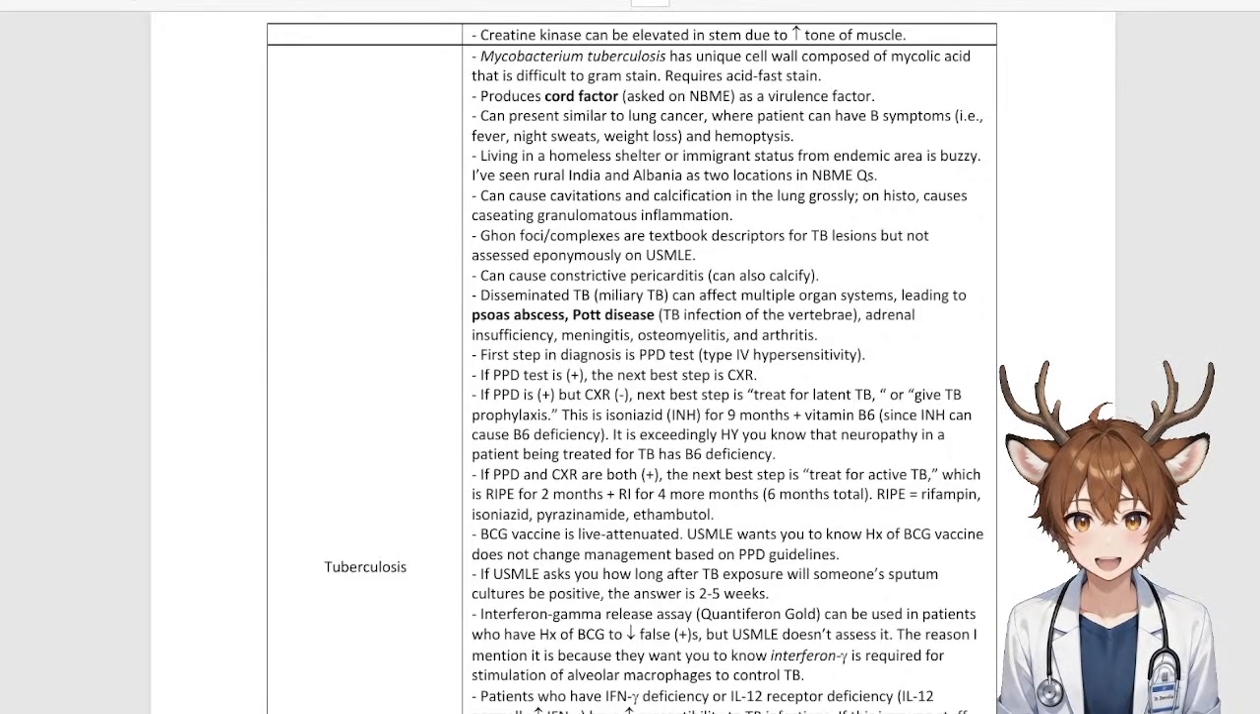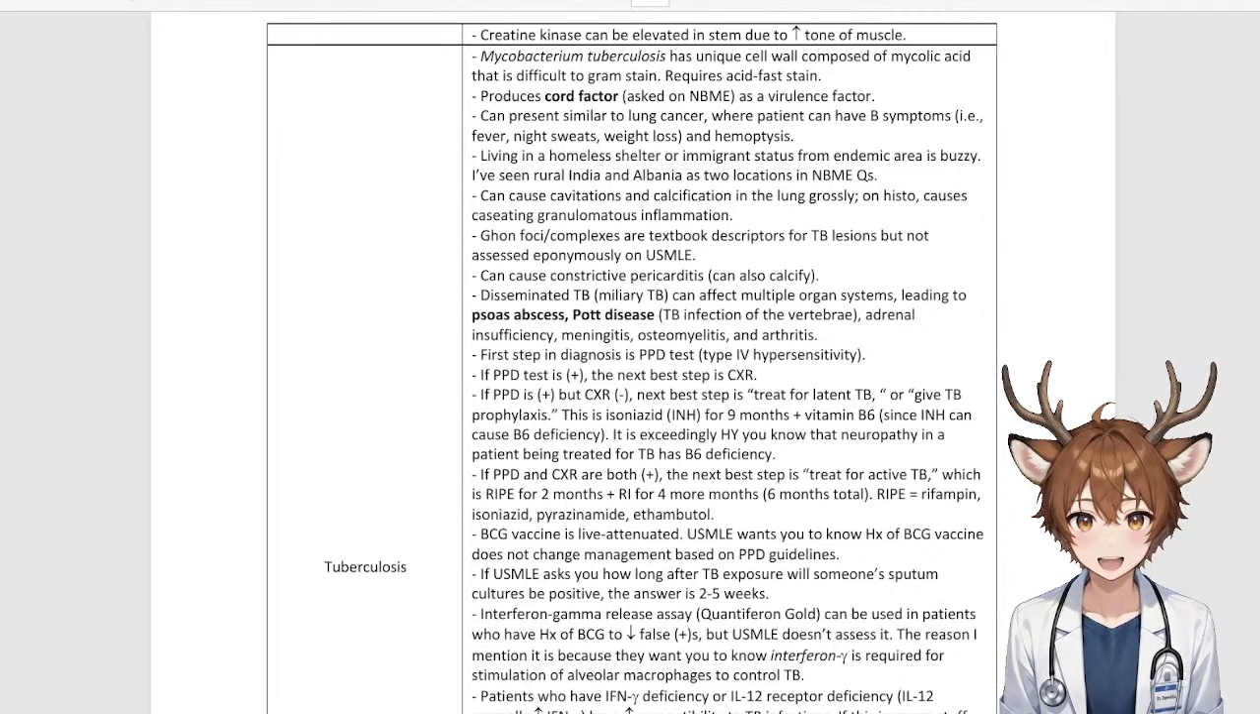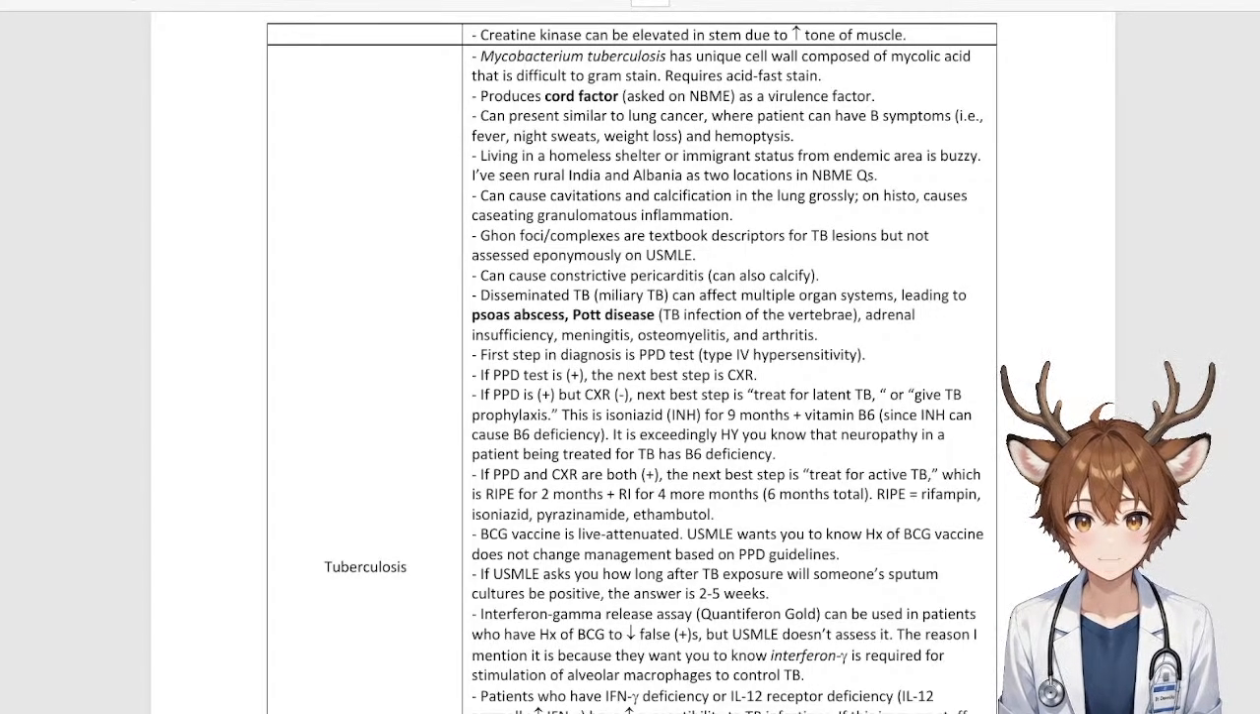Disseminated TB, miliary TB, can affect multiple organ systems, leading to psoas abscess, Pott disease, which is TB infection of the vertebra, adrenal insufficiency, meningitis, osteomyelitis, and arthritis.